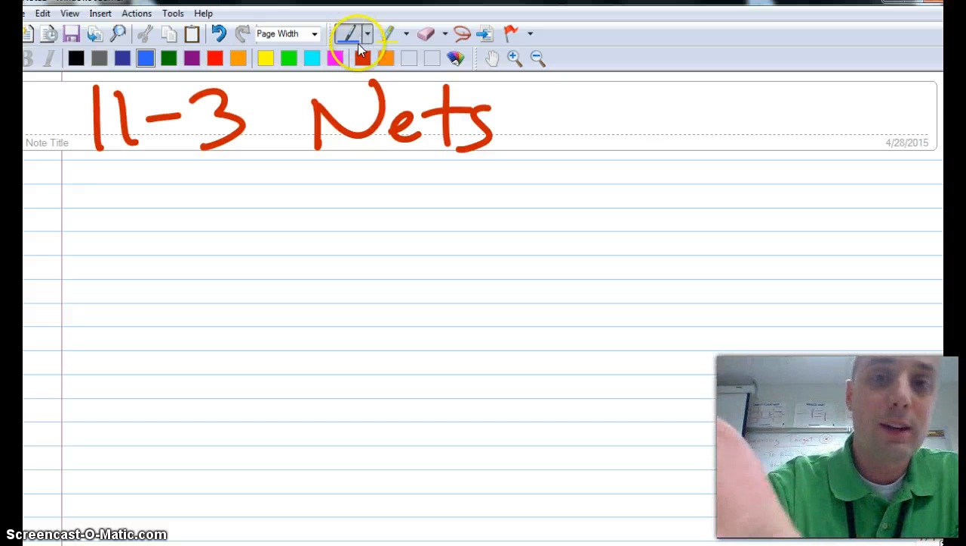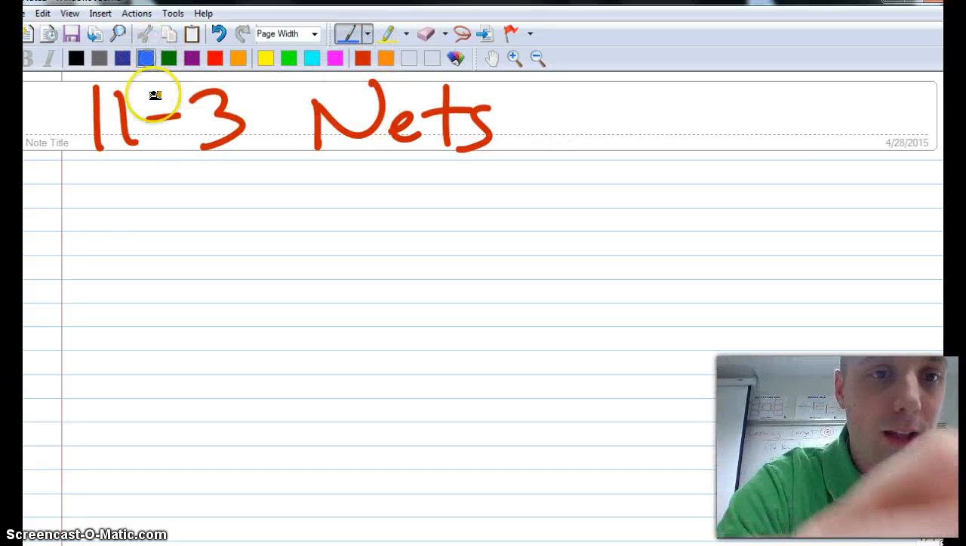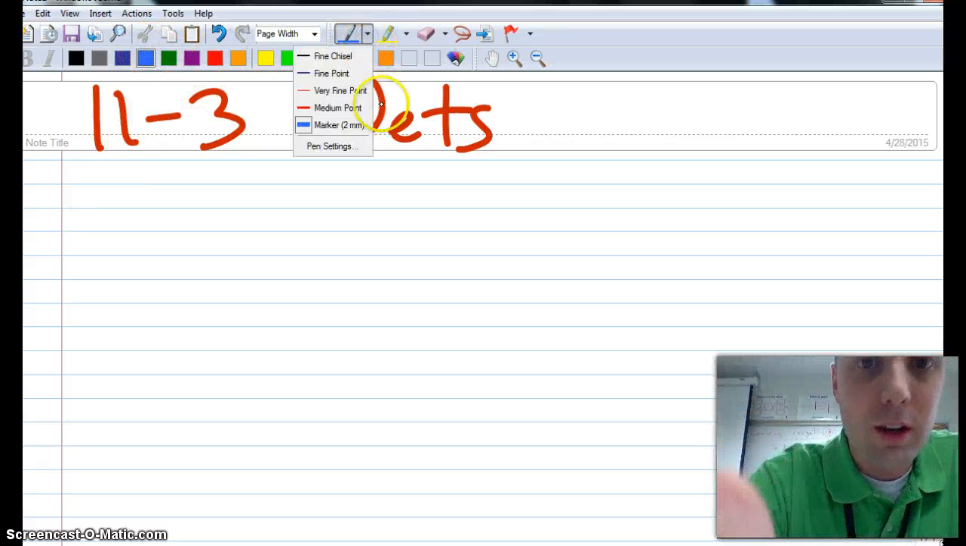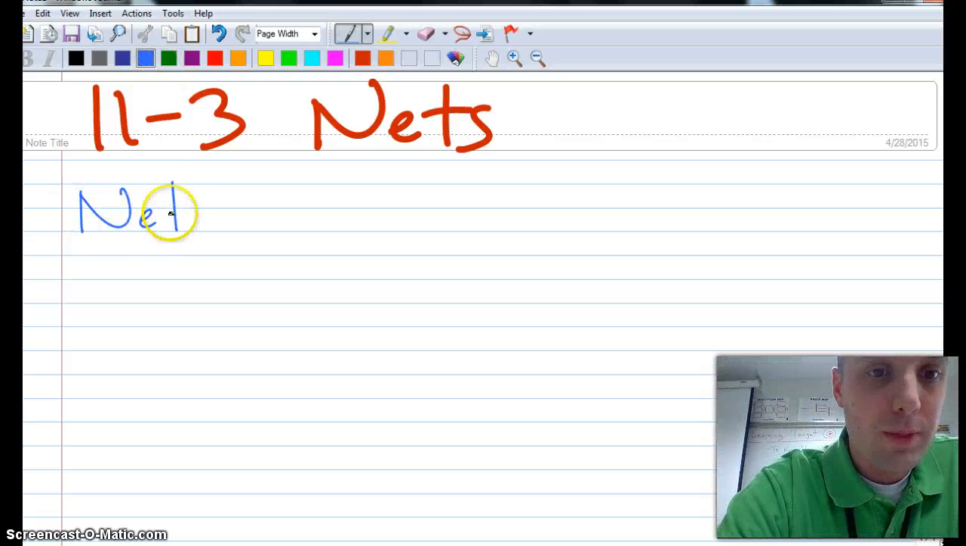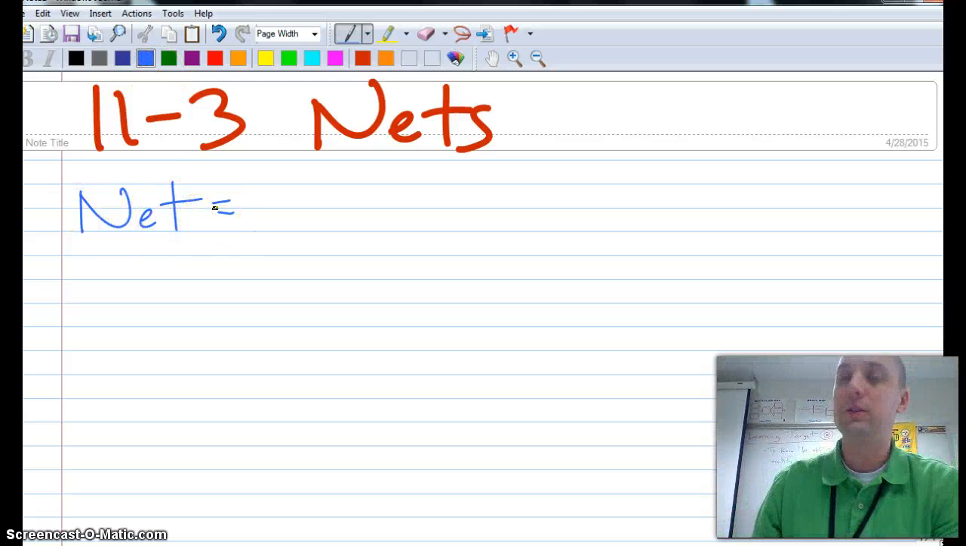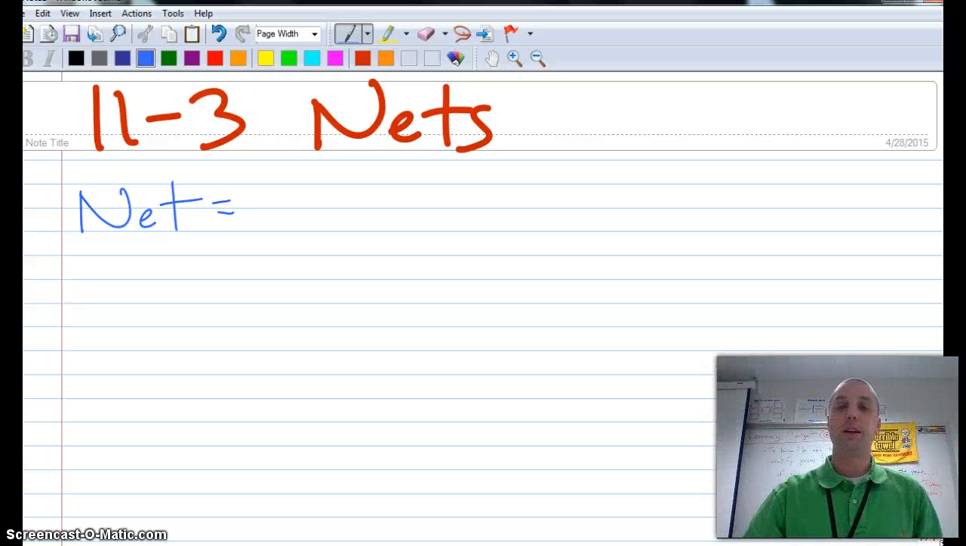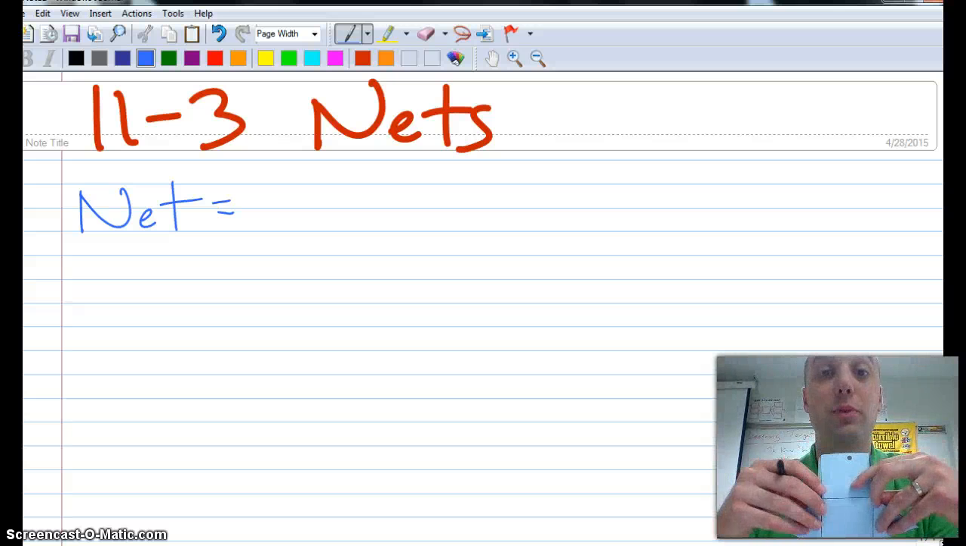So net, write that as a vocab word, and it's not like the thing that I use to catch sixth graders with in the hallway. It's a different net than that. A net, and you've seen these before this year, is like a flat representation for a prism.